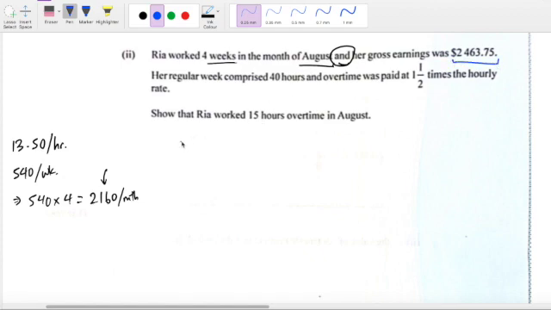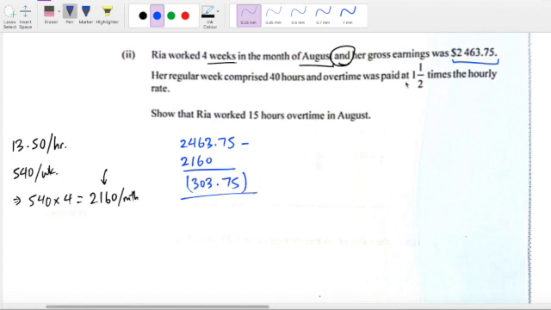So we will have the 2463.75, and we'll minus the 2160. And what do we get for that? 2463.75 minus 2160 is 303.75. So okay, this is how much she made with overtime.